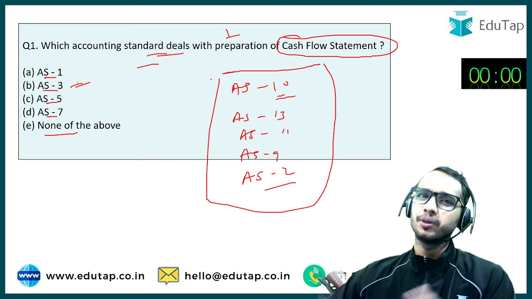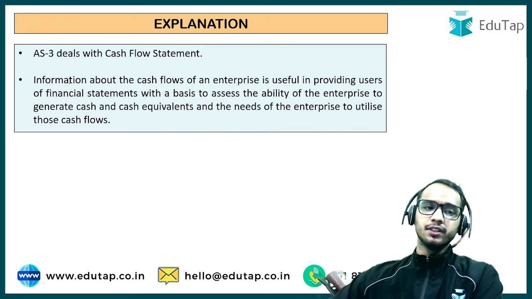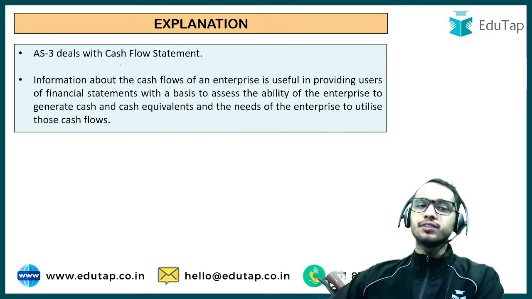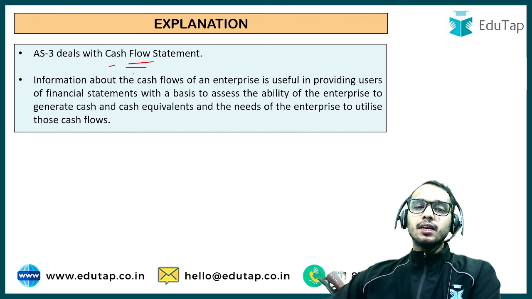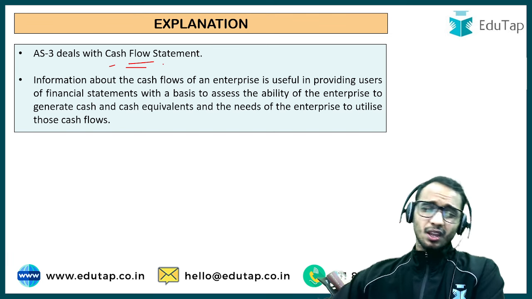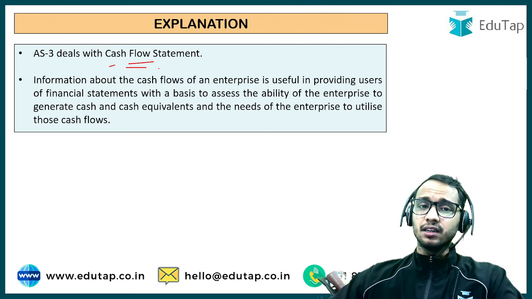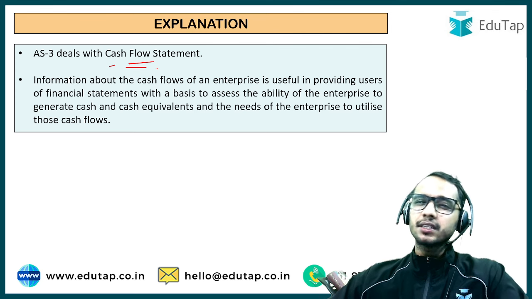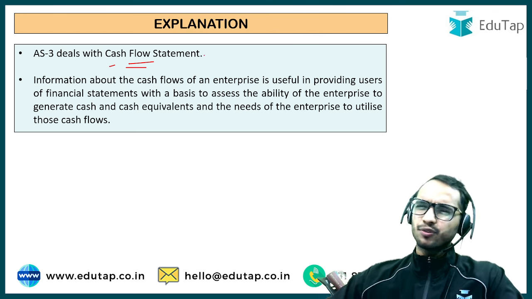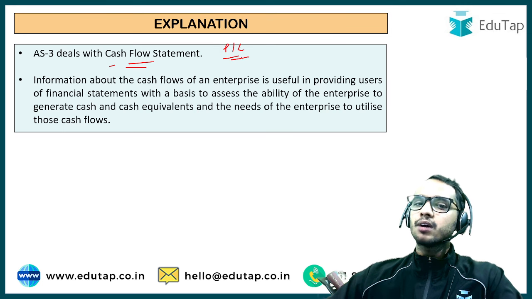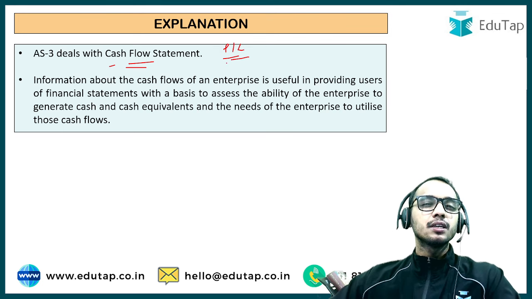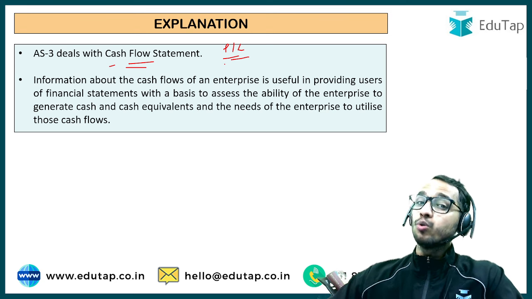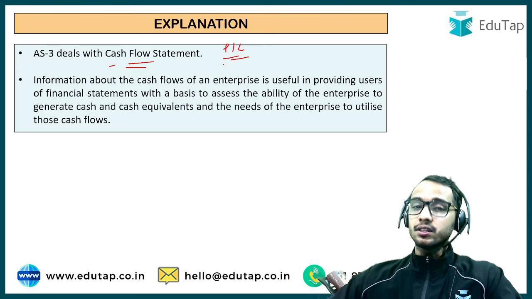So let's look at the explanation first, then we will move ahead with the answer. AS3 deals with the cash flow statement. And what is this cash flow statement? Very easy. In any enterprise, when you look at the balance sheet and the profit and loss account, that basically gives you the idea. First of all, let's talk about the PL account. The PL account gives you the idea about the profit and loss for a particular period, right? In accrual terms, in the accrual system of accounting.